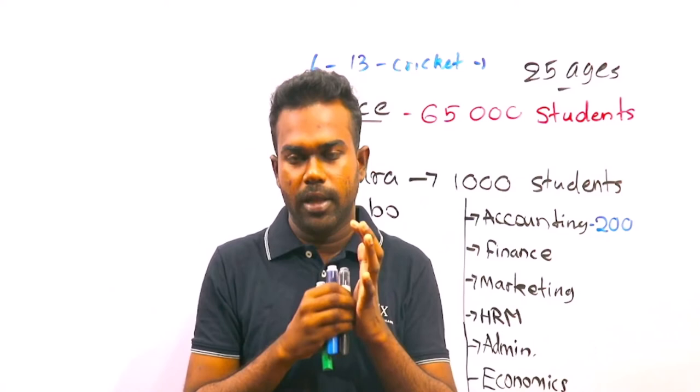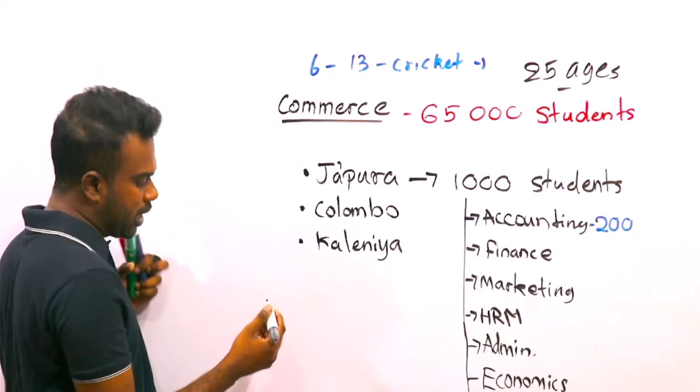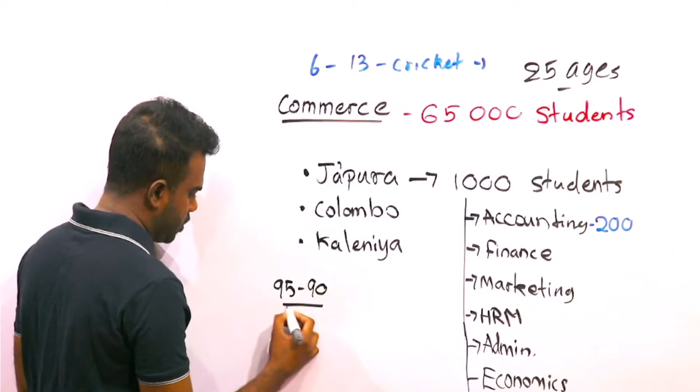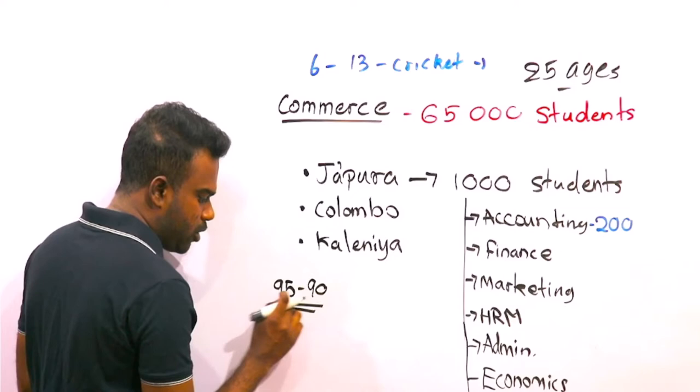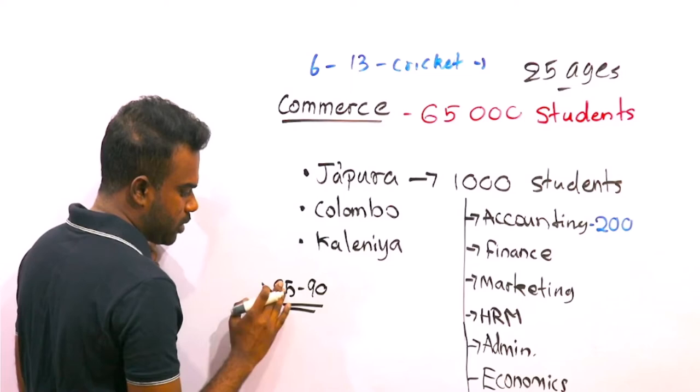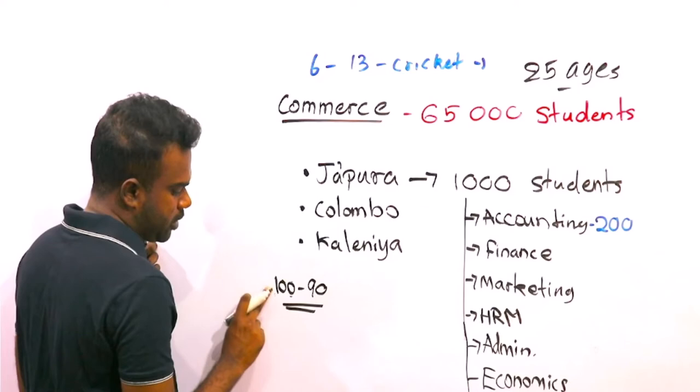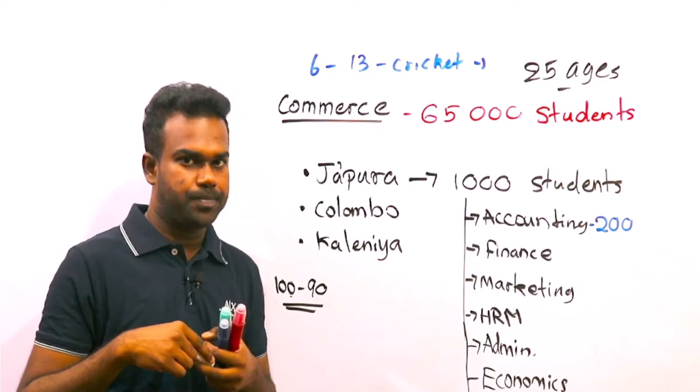Now think, if you have an intention of getting something like an island rank, normally you should target between 90 and 95 marks. You should try to maintain your marks, and it's better if you can get above 95. I put 100 here, so between 100 to 90, you should maintain your marks, understood, right? Okay.